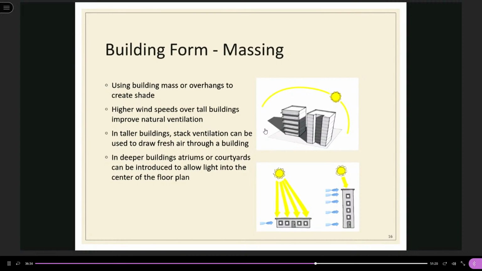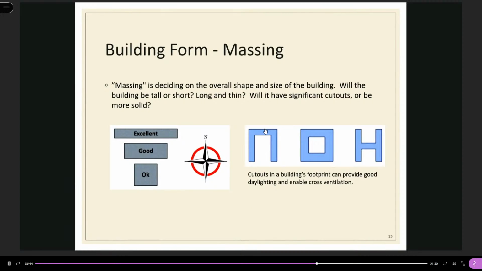In deeper buildings, atriums or courtyards can be introduced to allow light into the center of the floor plan. So atrium will be this example. This opening inside the buildings is called the atrium. So the atrium can allow daylight to enter the interior of the buildings. If this area is all windows or glazing, then the sunlight or daylight can enter this center part of the building layout.